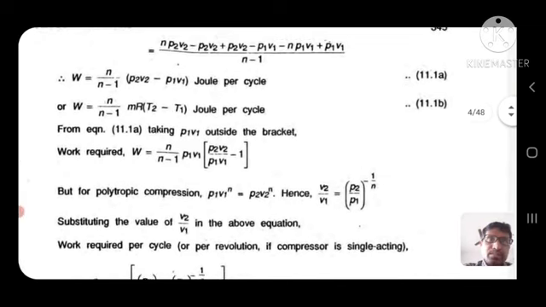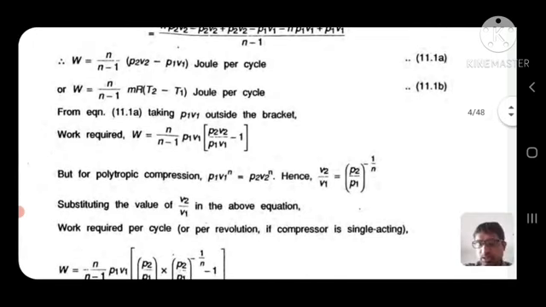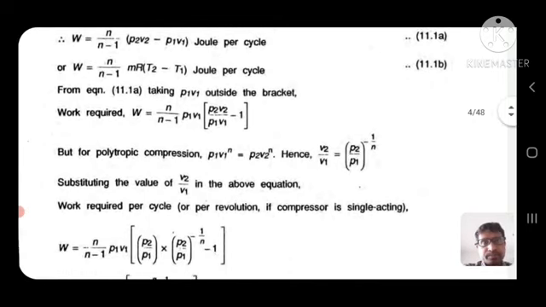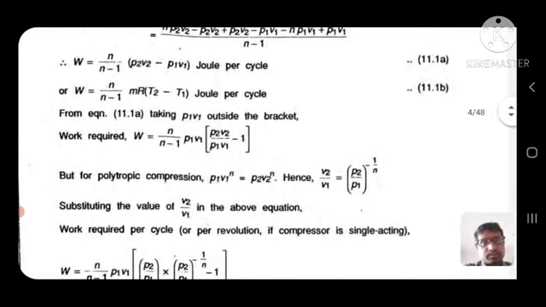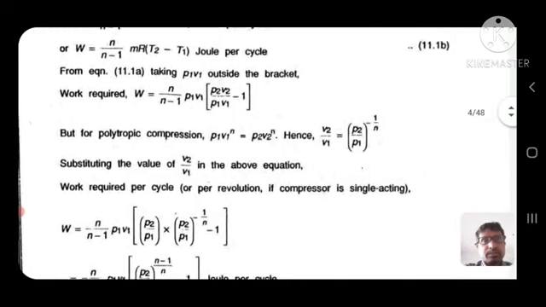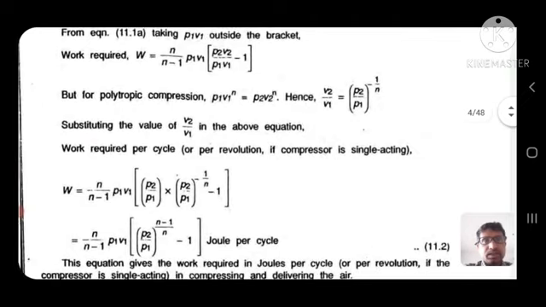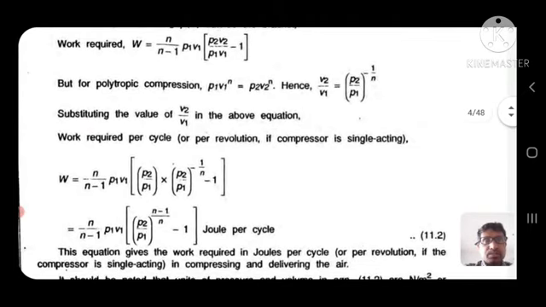So you may write down n P2 V2 minus P2 V2 plus P2 V2 minus P1 V1 minus n P1 V1 plus P1 V1, over n minus 1. So W is equal to n by (n minus 1) times (P2 V2 minus P1 V1) joule per cycle. So W is equal to n by (n minus 1) times m R (T2 minus T1) joule per cycle. Taking P1 V1 outside the bracket, W is equal to n by (n minus 1) P1 V1 [(P2 V2) by (P1 V1) minus 1].